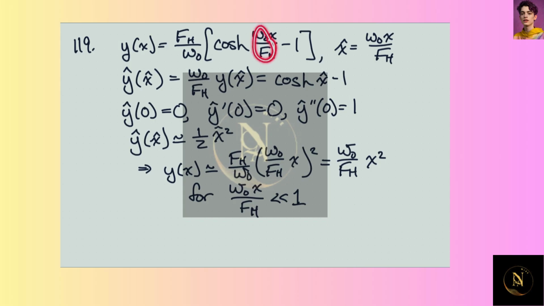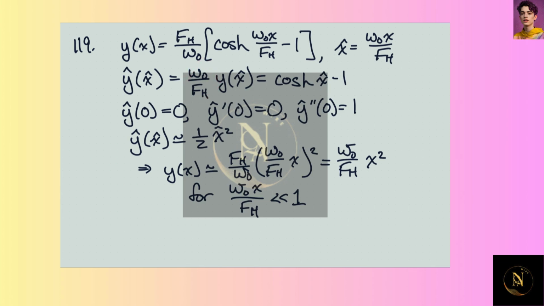So this has dimensions of 1 over length, I should say, so that this is dimensionless, and this has dimensions of length. So I'm going to define y hat as W naught over FH times y, and then x hat. So y hat of x hat is just the hyperbolic cosine of x hat minus 1. If we non-dimensionalize this equation, both of our parameters go away.